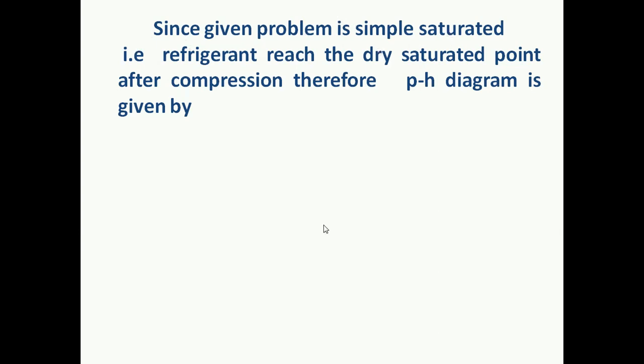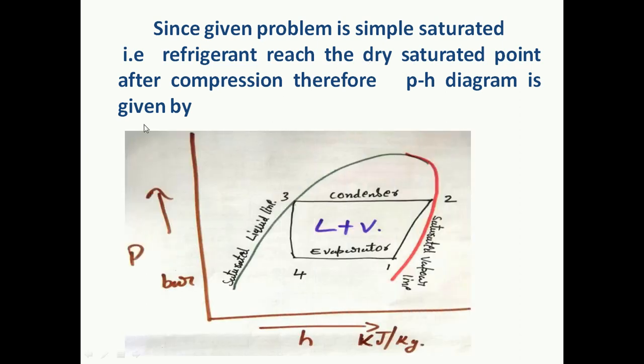The refrigerant reaches the dry saturation point after compression. Therefore, before the compression it is in the liquid plus vapor phase only. That's why you have to carefully draw the pH diagram for the process. The pH diagram will be like this. This is the pH diagram.